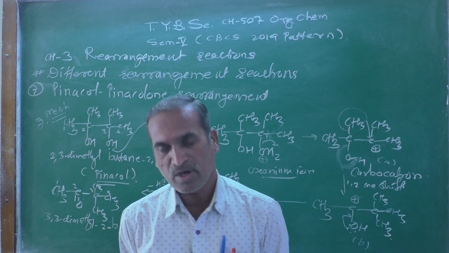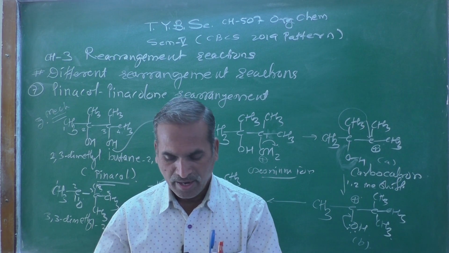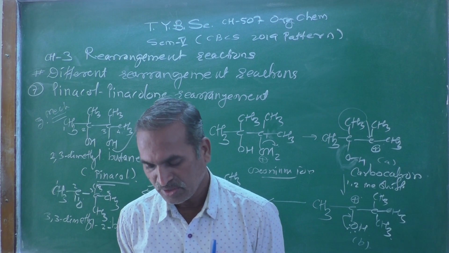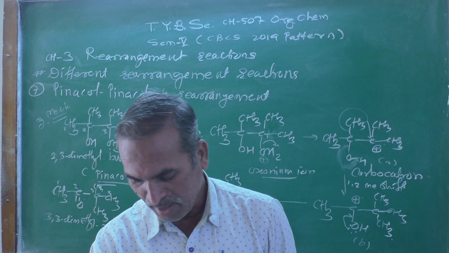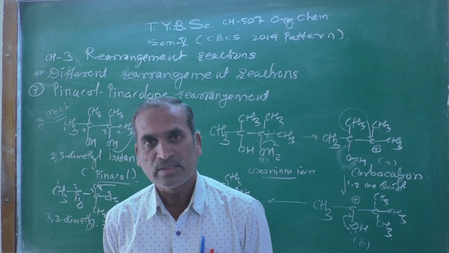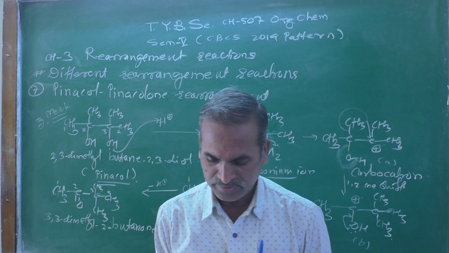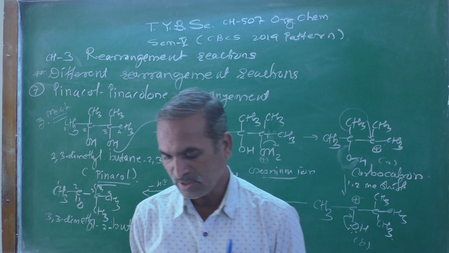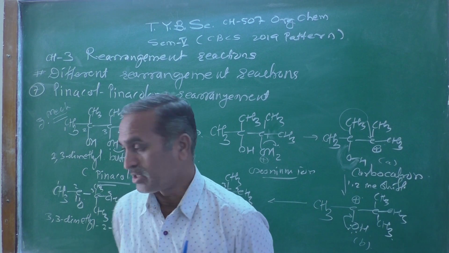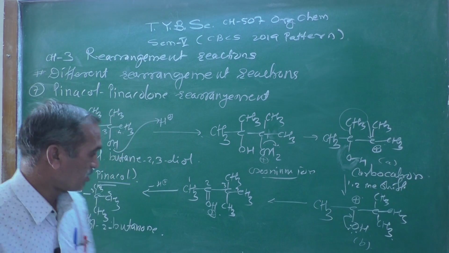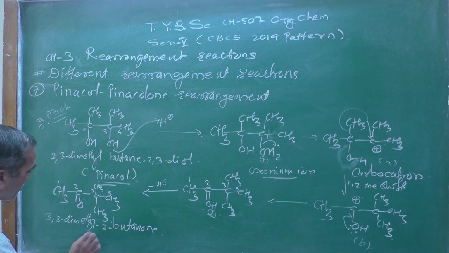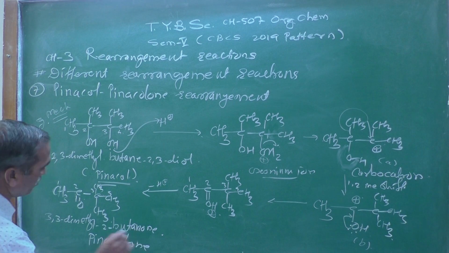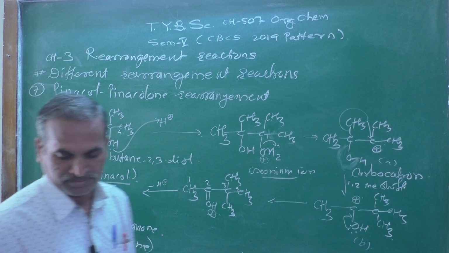The loss of water and migration of the alkyl group take place very rapidly or simultaneously, and it gives the final product, which is known as pinacolone. This compound is known as pinacolone.